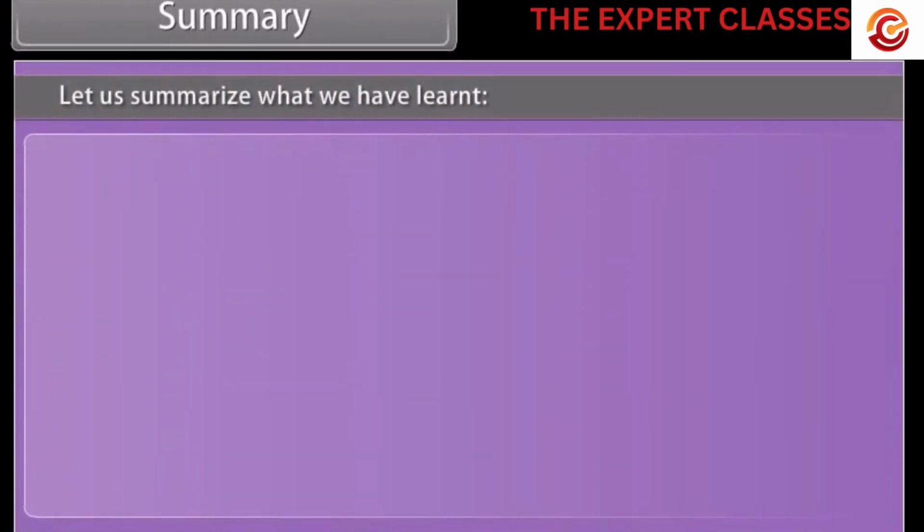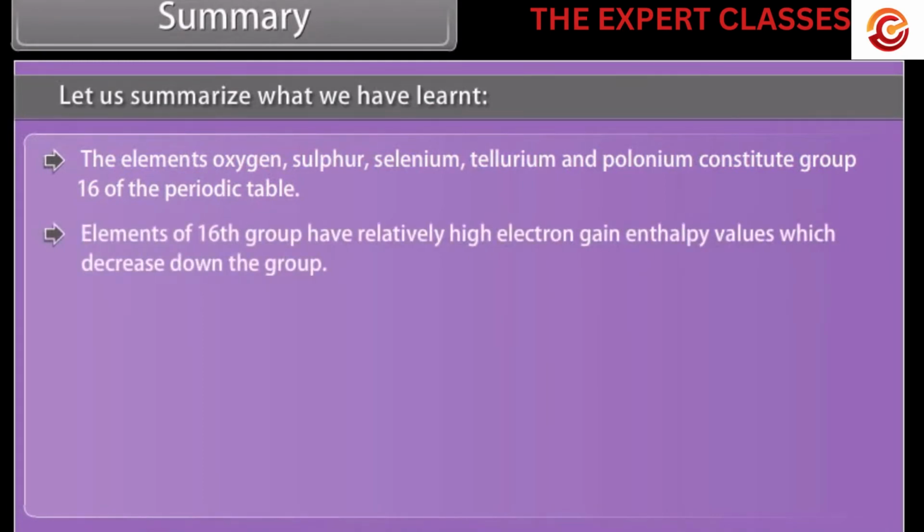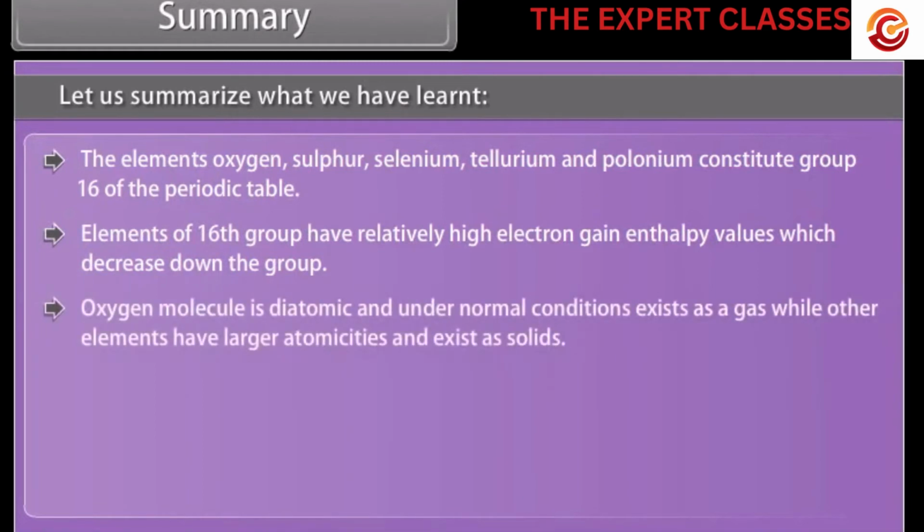Summary. Let us summarize what we have learnt. The elements of oxygen, sulfur, selenium, tellurium, and polonium constitute group 16 of the periodic table. Elements of 16th group have relatively high electron gain enthalpy values which decrease down the group. Oxygen molecule is diatomic and under normal conditions exists as a gas, while other elements have larger atomicities and exist as solids.